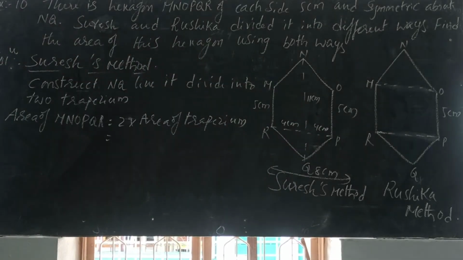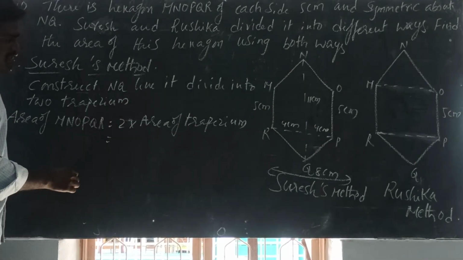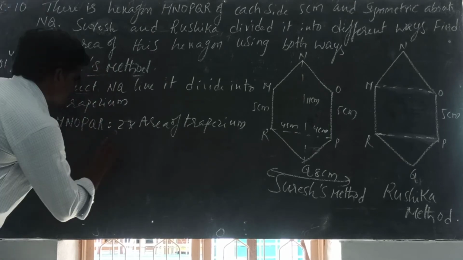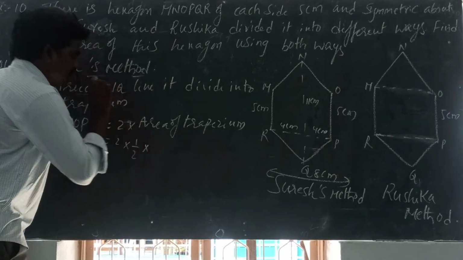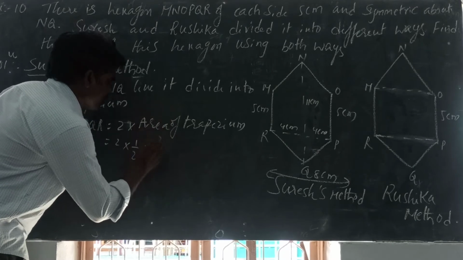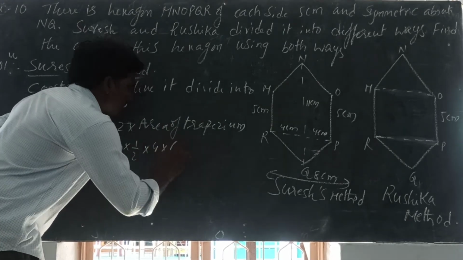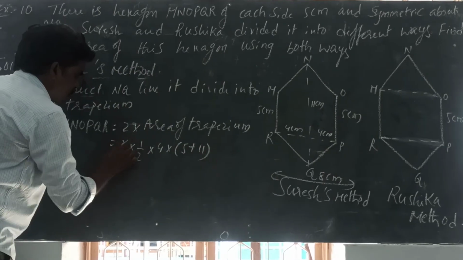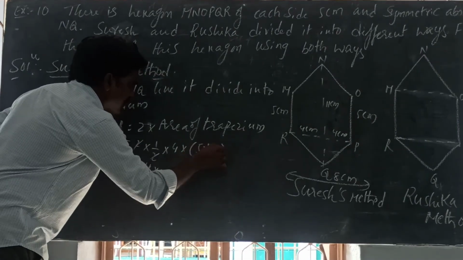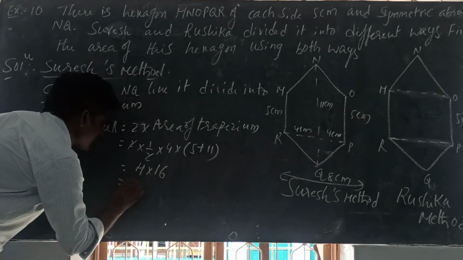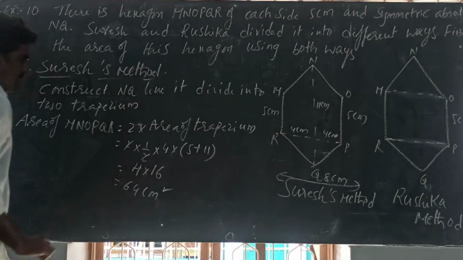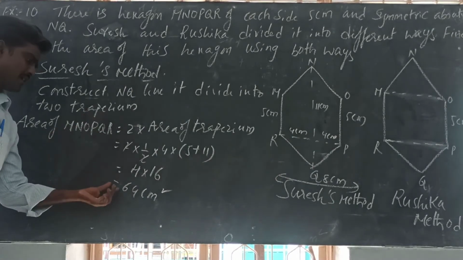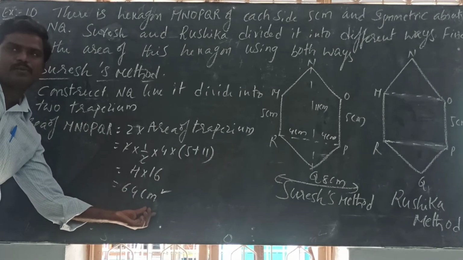Okay. So here the area of a trapezium is half into the distance between the two parallel sides into the sum of the two parallel sides. 2 into 1/2 into the distance between the two parallel sides, 4, into the sum of the two parallel sides, 5 and 11. So 2 cancels, 4 into (5 plus 11) 16. So that is 64 centimeters square. In Suresh's method, the area of hexagon MNOPQR is equal to 64 centimeters square.